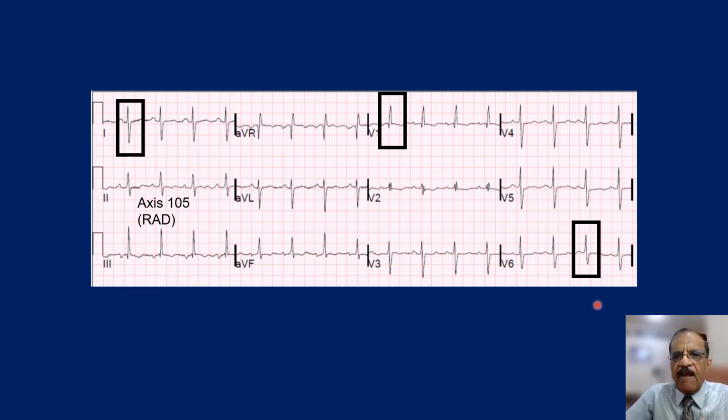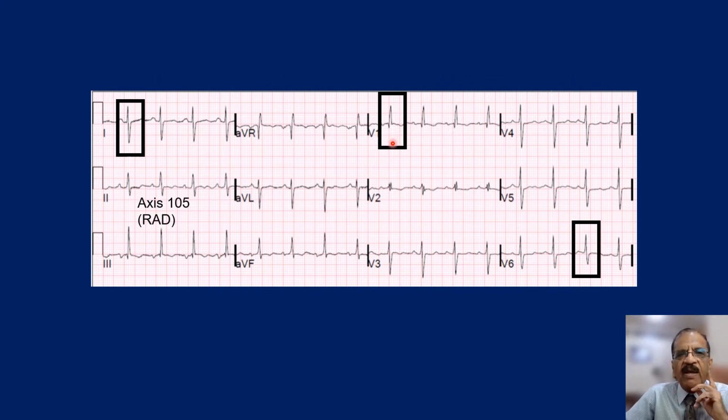And take the example of V6 also. In V6, normally we have a predominant R wave. There may be no S wave or a very small S wave. In this case, there's a fairly big S wave also. And you know, the S wave in limb lead 1 and the S wave in V6 both represent right ventricular forces.